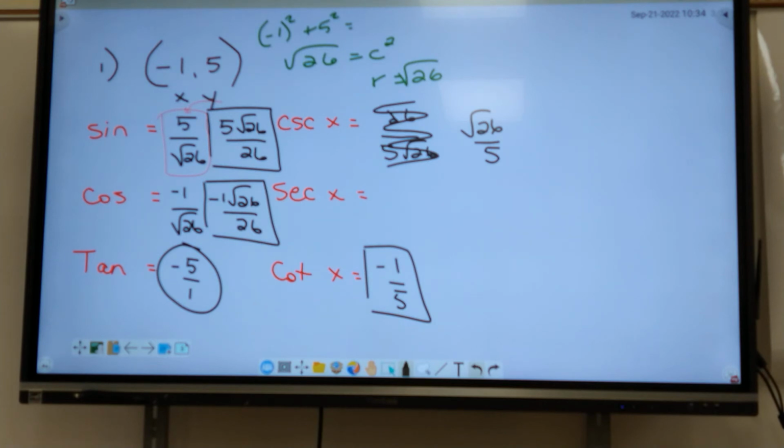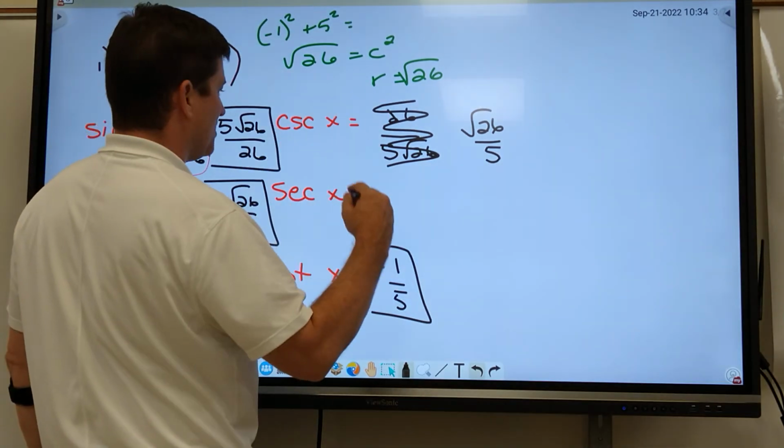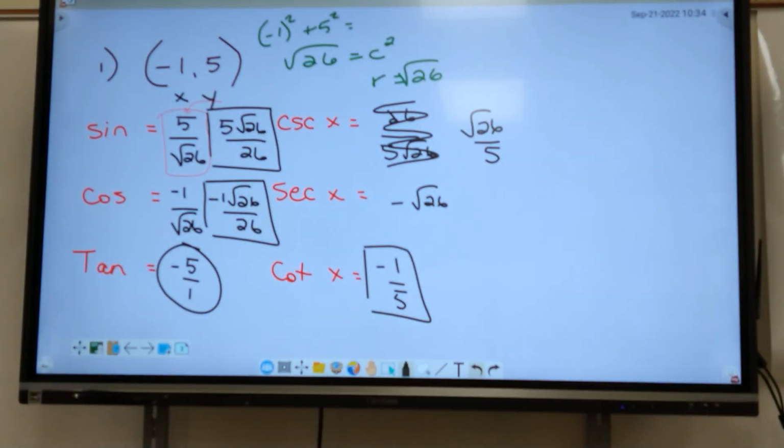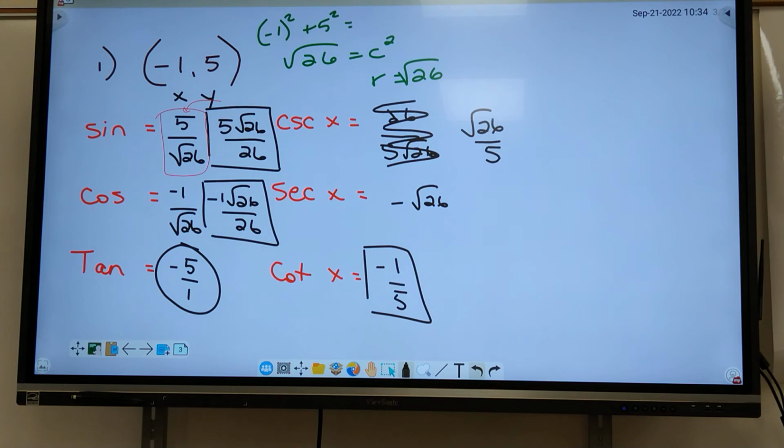All right, so what's the answer going to be for secant? Go back and flip this one, remember, so it's root 26 over -1, which is just -root 26. All right, so that's how you do it. Now, that was one of the harder ones. Most of them are going to be easier than that. I'm going to do 4 or 5 of them with you, but we're going to do 1 through 8 today.